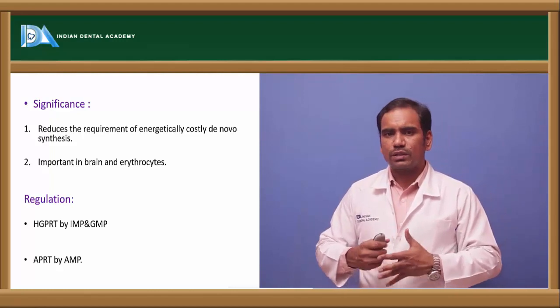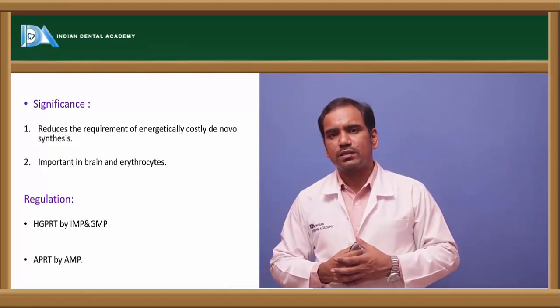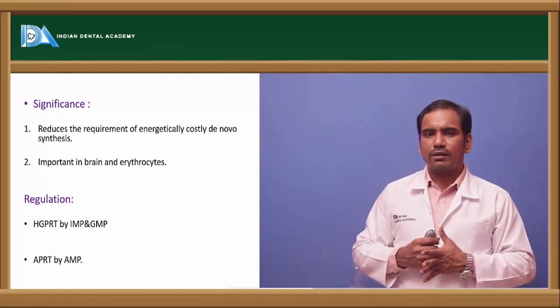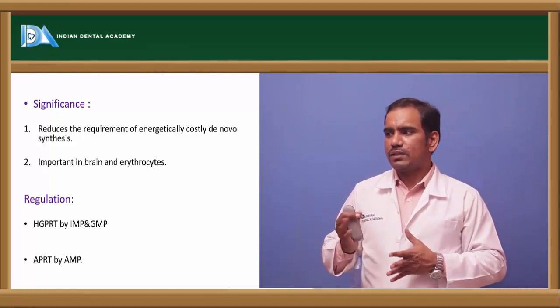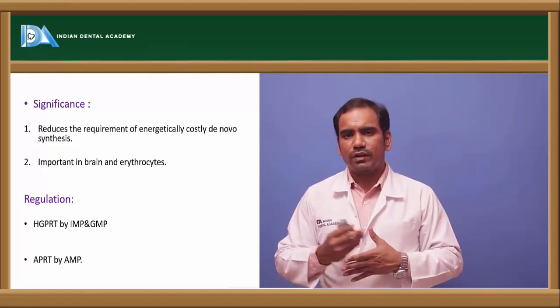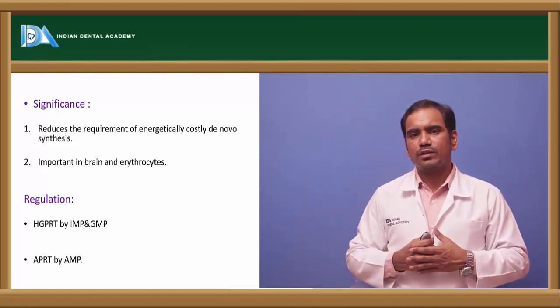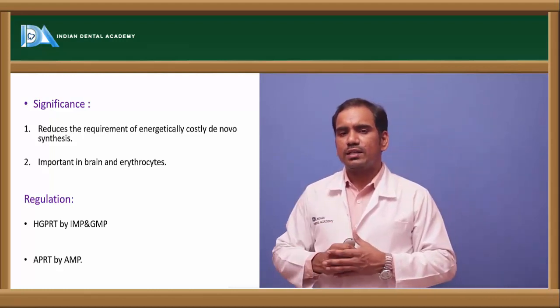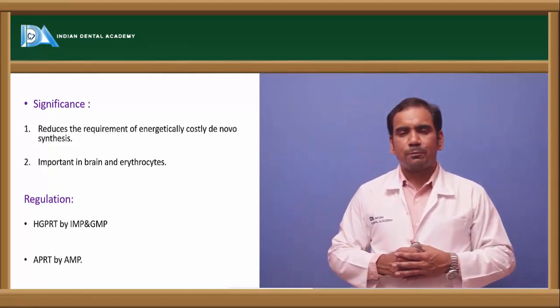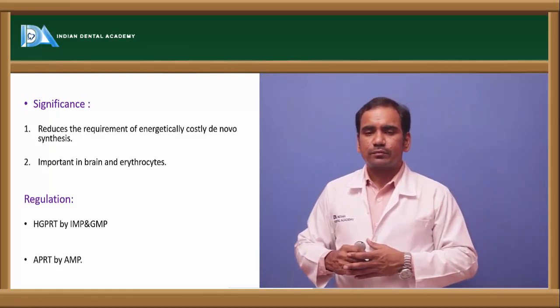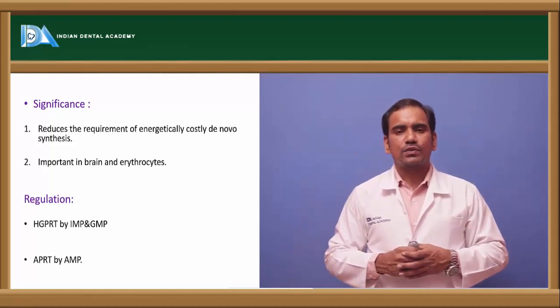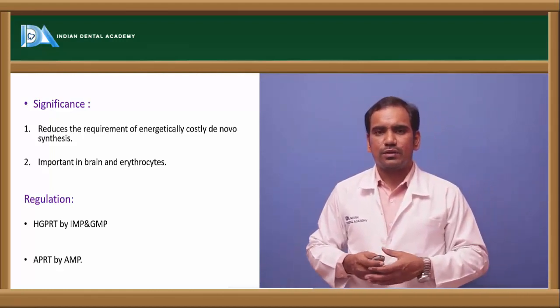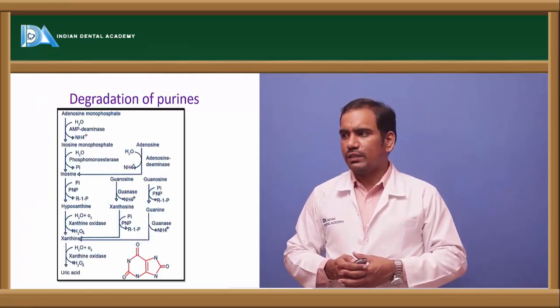Coming to regulation, how is this purine salvage pathway regulated? HGPRT is regulated by IMP and GMP. Whenever the concentration of IMP and GMP is high, they inhibit HGPRT. In the same way, AMP inhibits APRT, adenine phosphoribosyl transferase. This is how purine salvage is regulated.